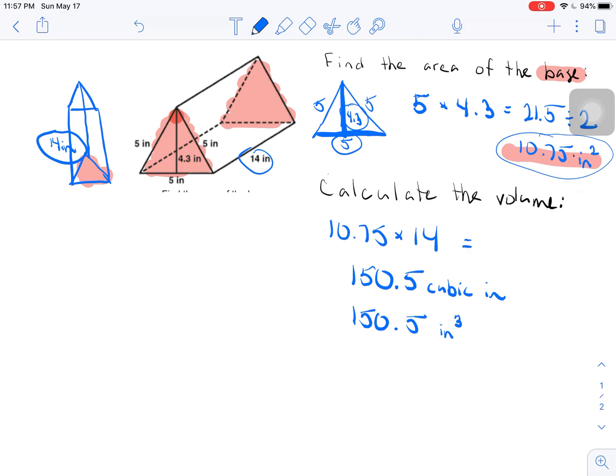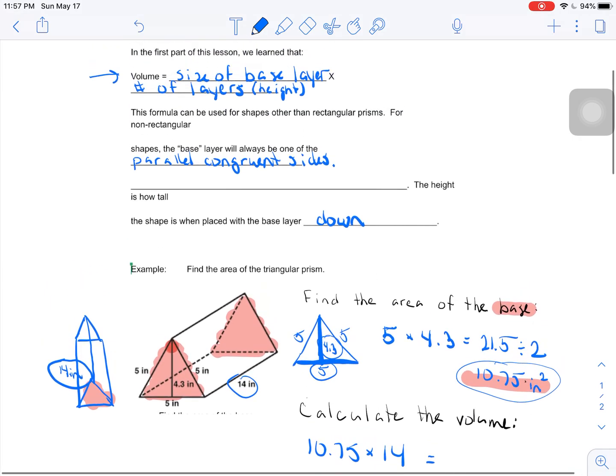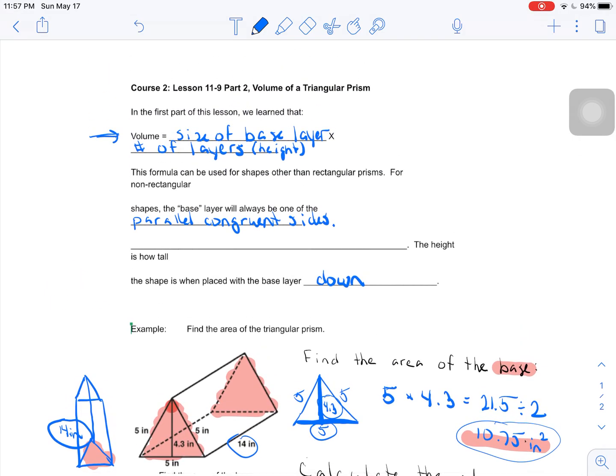So I am going to be looking as we track through this unit that you are using correct labels for different types of things you're calculating. So when you're calculating area, you should be using correct area units, square units. When you're calculating volume, you should be using correct volume units, which are cubic units. So our final answer for this prism is 150.5 cubic inches.